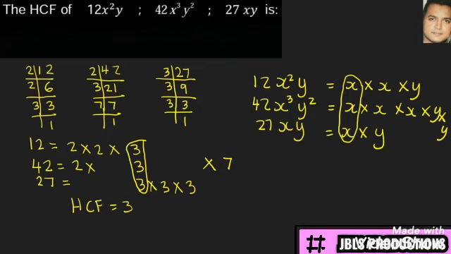Forgive me for the way it's done. So basically we can see that x and y is common. So our answer will be xy. So this will therefore become our highest common factor for this particular example.